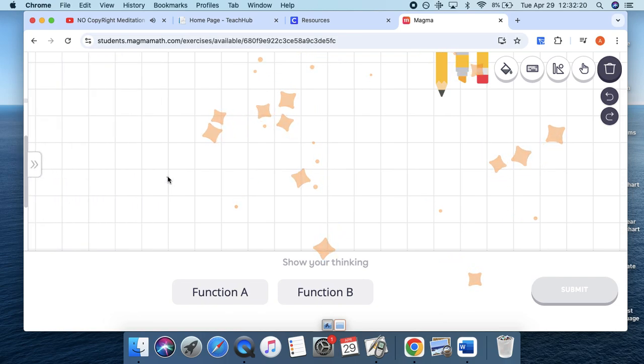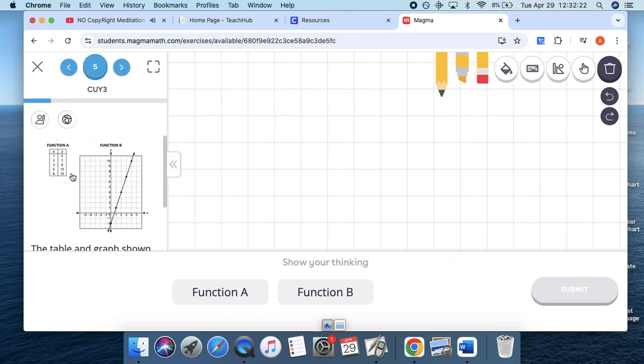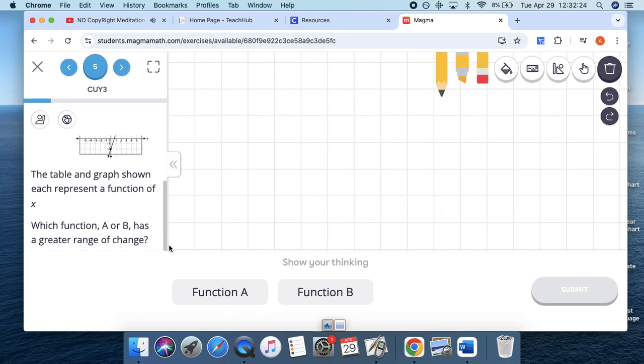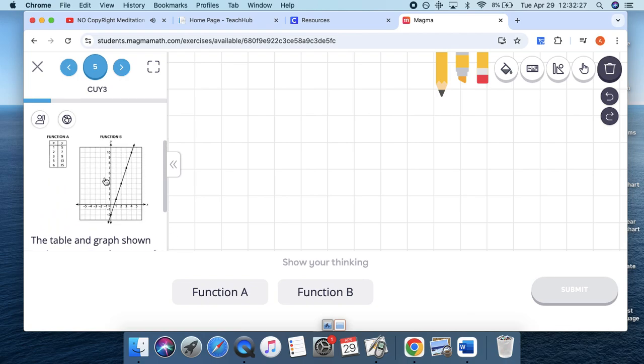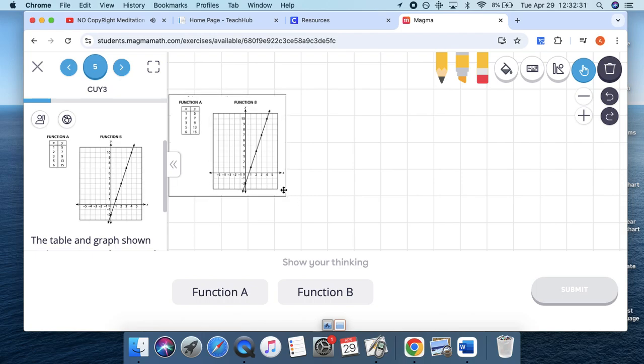For the table and the graph, show which one has a greater rate of change. So all you have to do is find the slope.